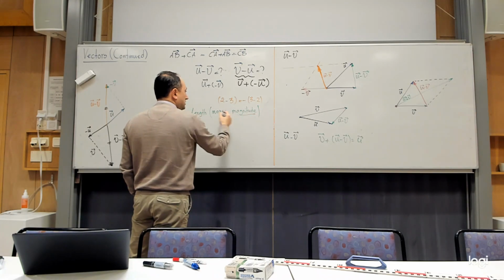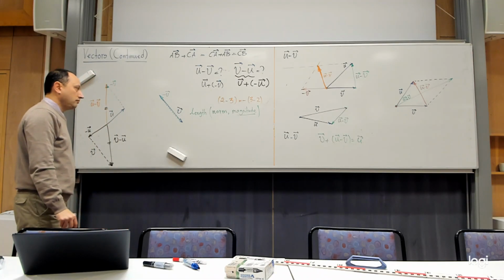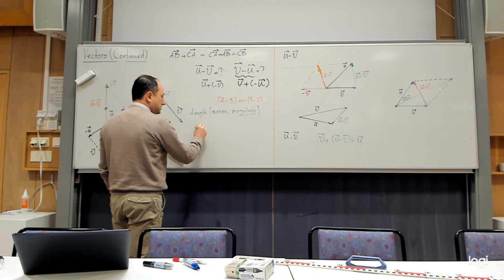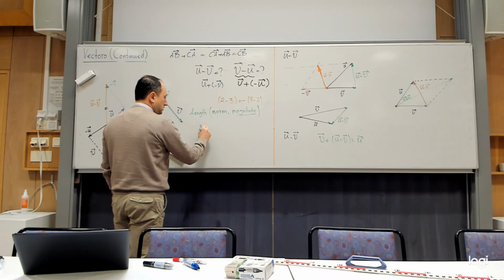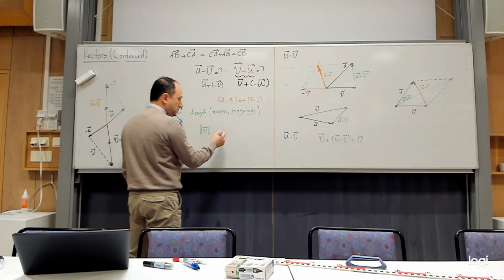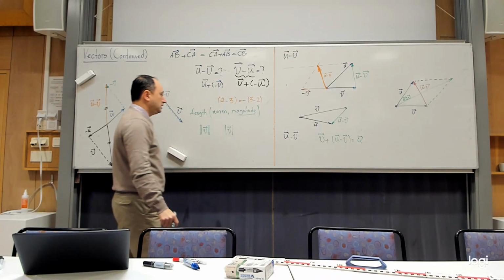Usually magnitude is used in physics, yes. So this symbol I presented is not in your book. If you see this symbol, it means the length of the vector. The symbol in the book is probably this one, but they are the same thing.